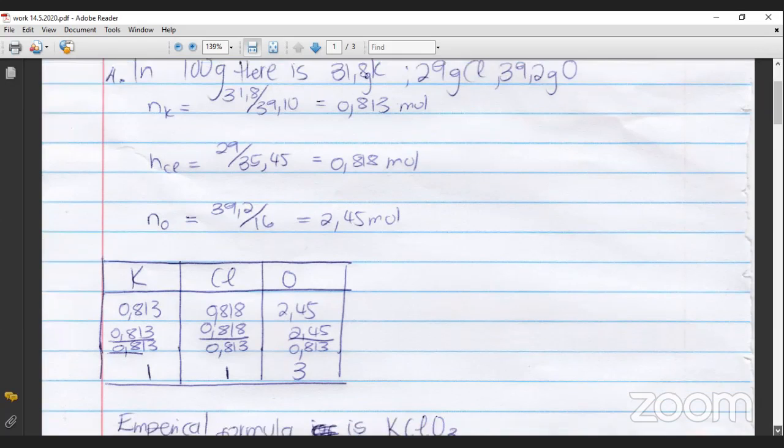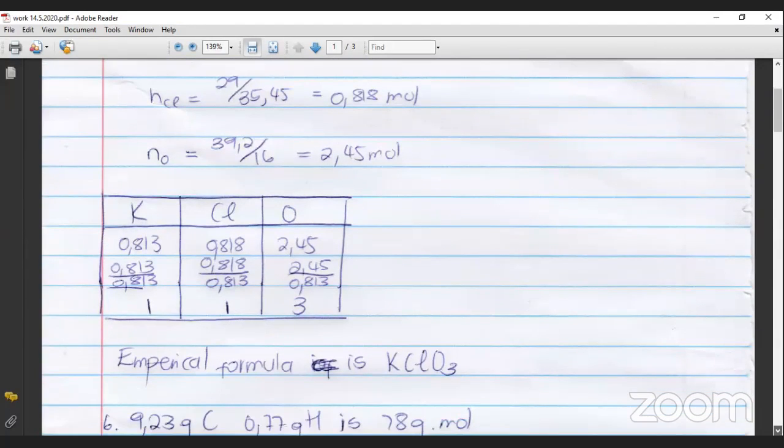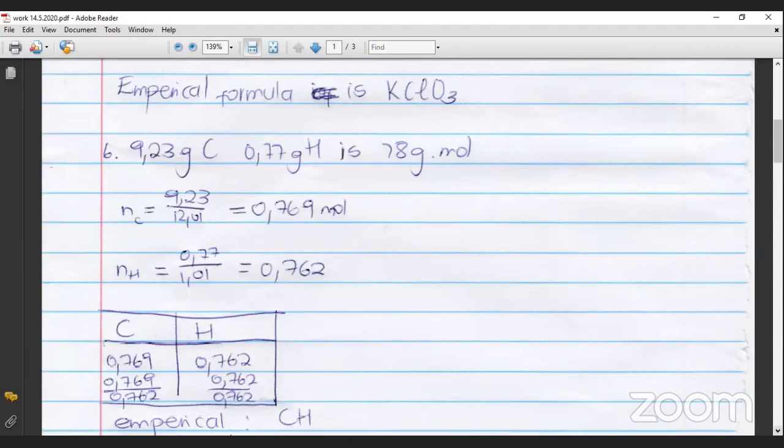And then we also did number 6. On number 6, a 10 gram sample of a liquid is analyzed, and it is established that the sample consists of 9.23 grams of carbon and 0.77 gram of hydrogen. The molar mass of the substance is 78 gram. Determine the molecular formula of the substance. Okay, what does this mean?